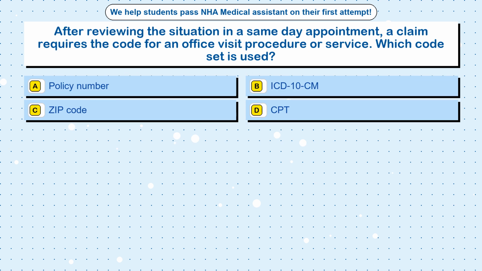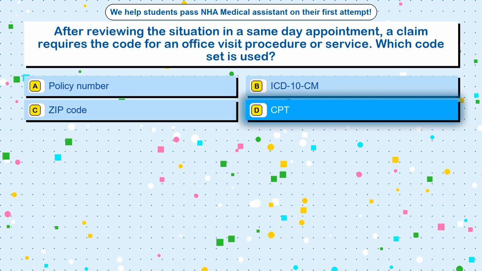Question 51. After reviewing the situation in a same-day appointment, a claim requires the code for an office visit procedure or service. Which code set is used? Option A. Policy number. Option B. ICD-10-CM. Option C. Zip code. Option D. CPT. The correct answer is option D.